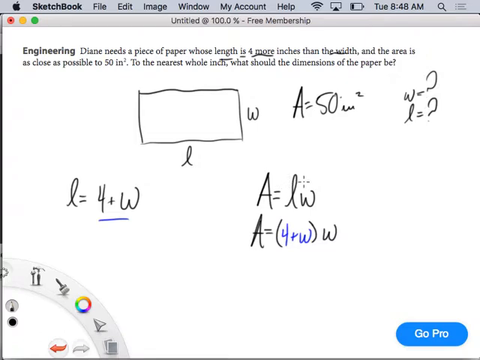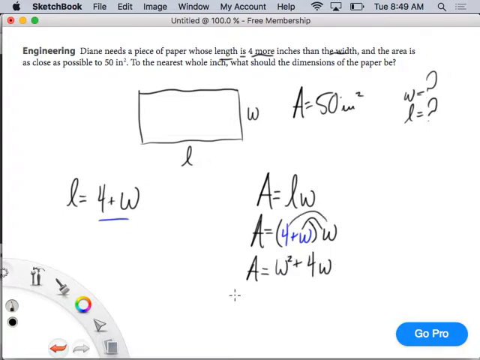You may be wondering, why don't I just keep it as A equals LW and then plug in 50 and then solve? Can someone tell me why that's not going to be good for me? Anybody? If I have one equation, how many variables can I solve for? 1. I can't solve for 2 different variables with only one equation. So I have these 2 equations, but I have to use them together. I have this equation, L equals 4 plus W, I have this equation, A equals LW. So I have two equations, but I have to use them both. So that's why I plug in. So area equals W squared, because it's W times W, plus 4 times W.